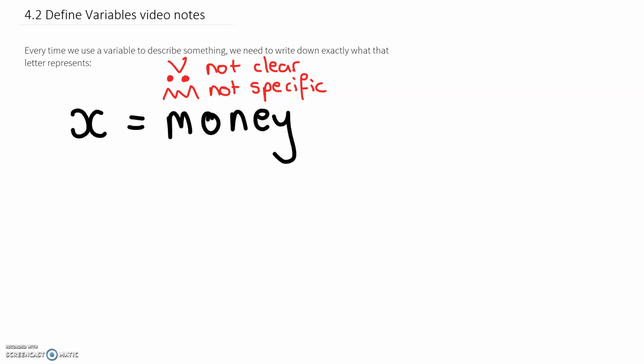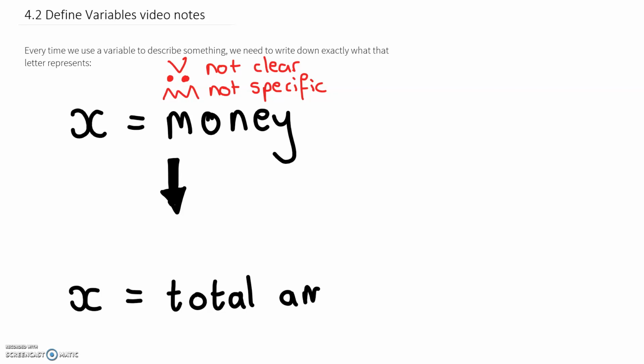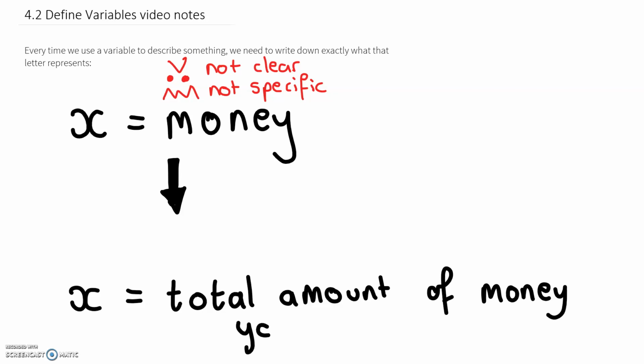So let's change this to something that is a bit more specific. And obviously it depends on the situation that you're in. But instead, let's make this a bit better. So let's say x is the total amount of money that you owe me. Let's say in this fun hypothetical situation, you owe me a bunch of money. And I'm also going to include a unit because you owe me money in dollars, not yen, not euros. You owe me money in dollars. So I'm going to include the fact that it's dollars.